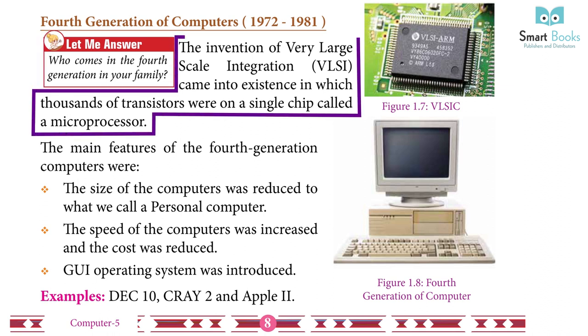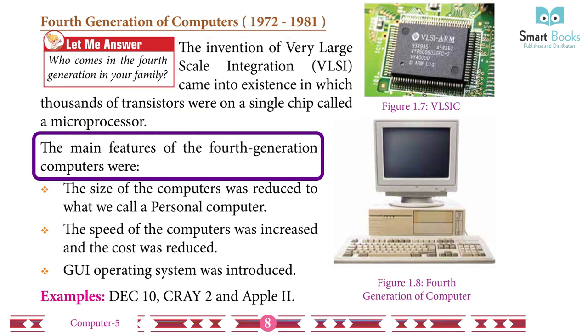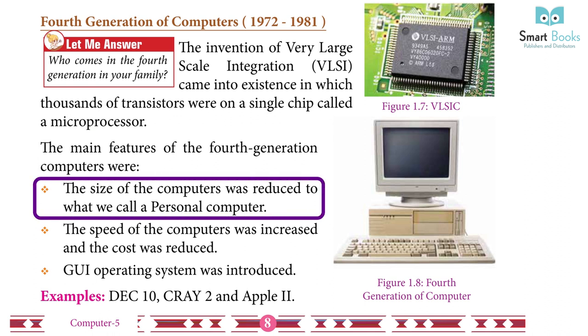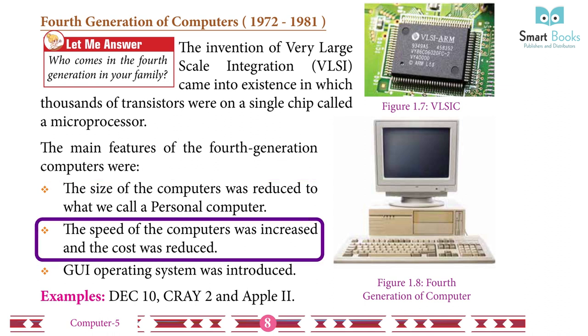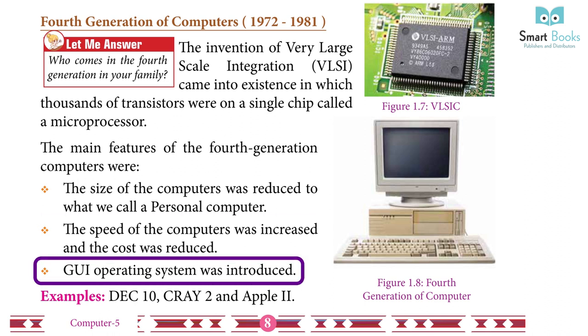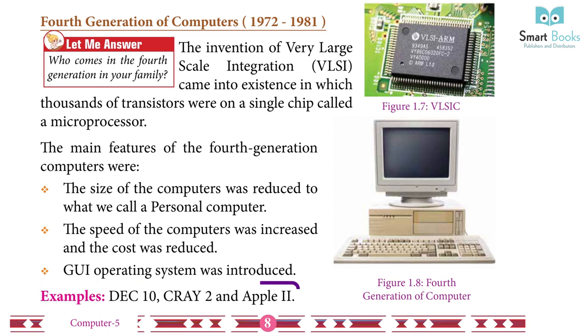The invention of very large-scale integration, VLSI, came into existence, in which thousands of transistors were on a single chip called a microprocessor. The main features of the fourth generation computers were: the size of the computers was reduced to what we call a personal computer. The speed of the computers was increased and the cost was reduced. GUI operating system was introduced. Examples: DEC 10, CRAY 2 and Apple 2.